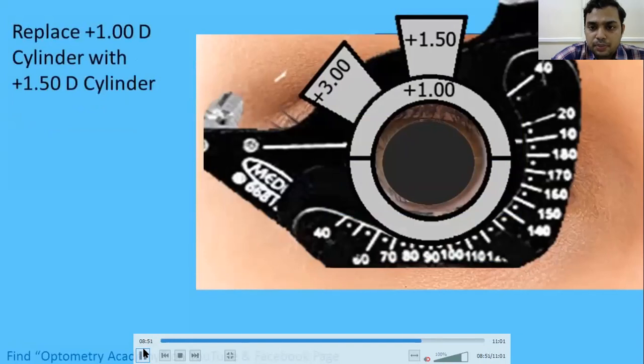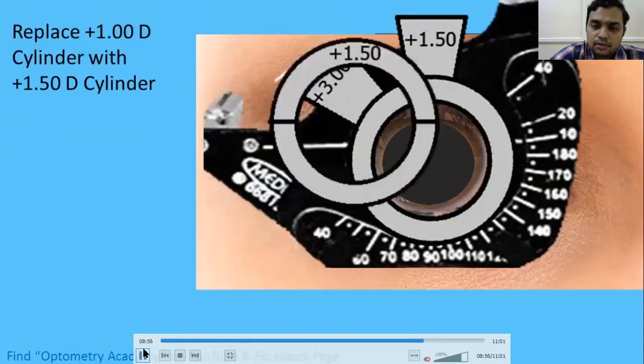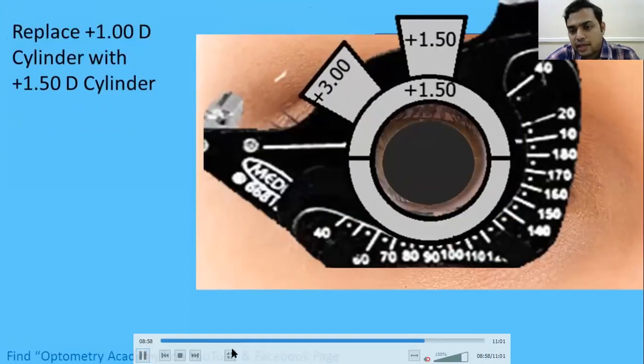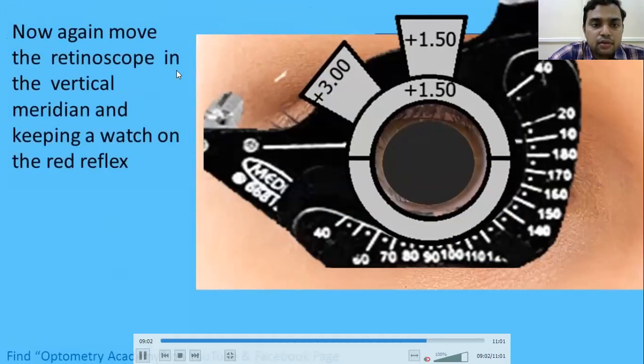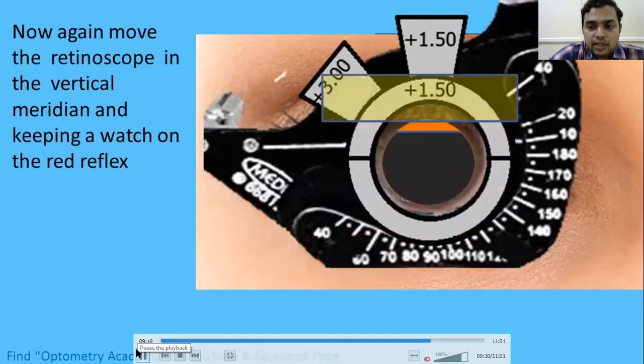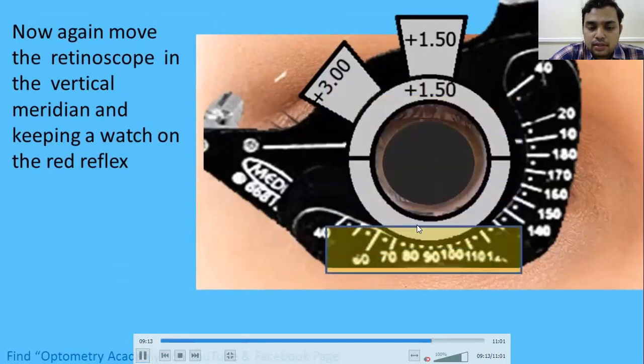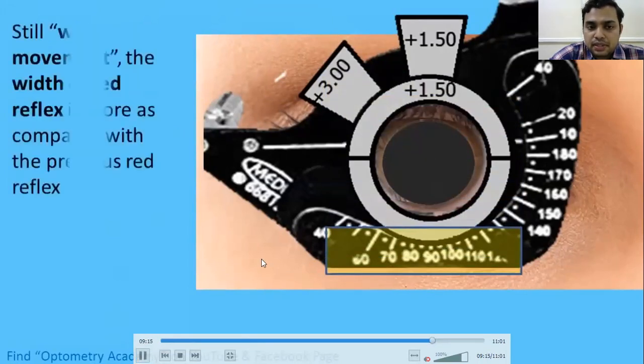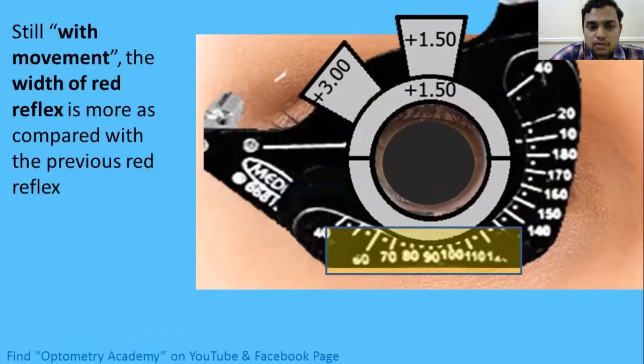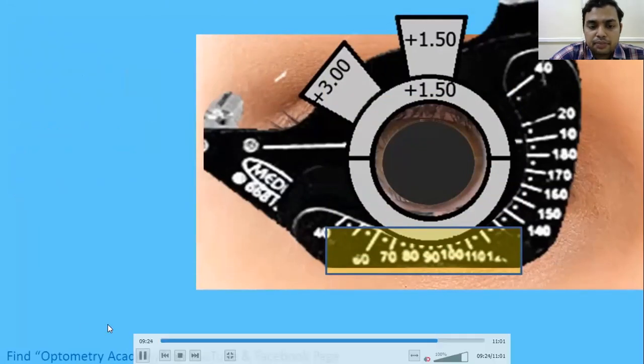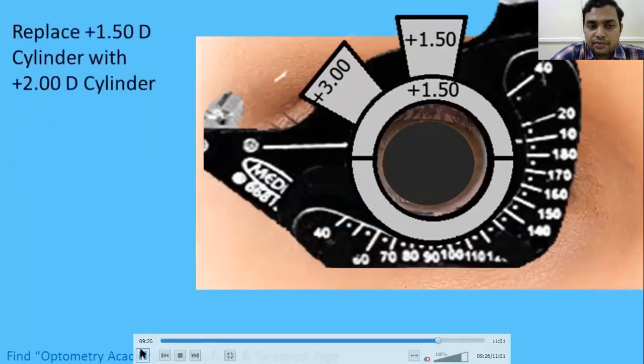So he is replacing the plus 1 diopter cylindrical lens with a higher power cylindrical lens. We can use the spherical lens also. Now again, we observe the red reflex. Here there is a further increase in the width of the reflex, but the with movement is still present. So we have to further increase the power of the plus lens. If you observe, compared with the previous width of the reflex, a further increase in width is seen. So we replace it with the plus 2 diopter cylindrical lens.